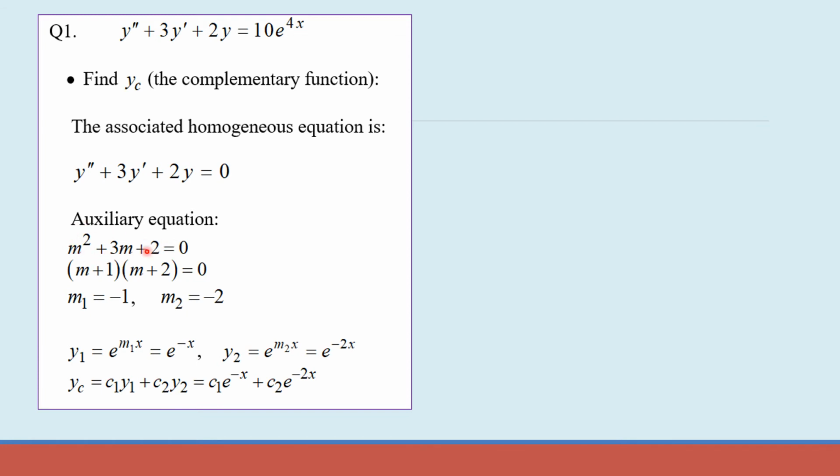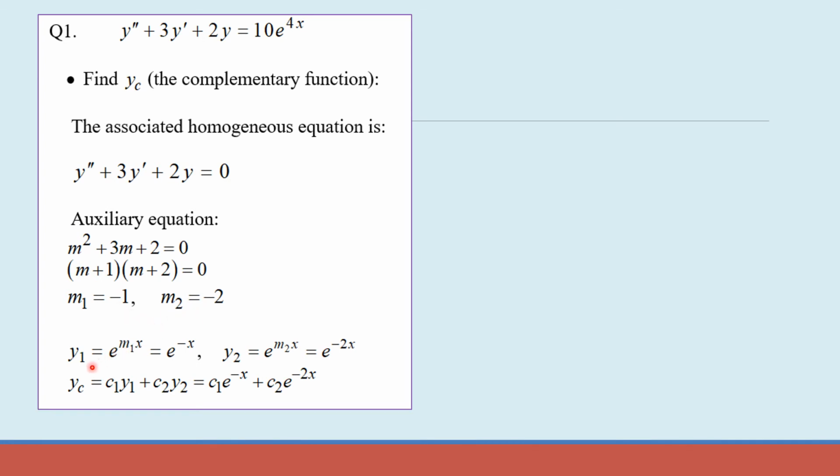Factorize this equation, we get a product of two factors equals 0: m plus 1 multiplied by m plus 2 equals 0, and we apply the concept a times b equals 0. So if m plus 1 equals 0, the first root is negative 1, and if m plus 2 equals 0, the second root will be negative 2. So we have a case of distinct real roots, m1 is not equal to m2.